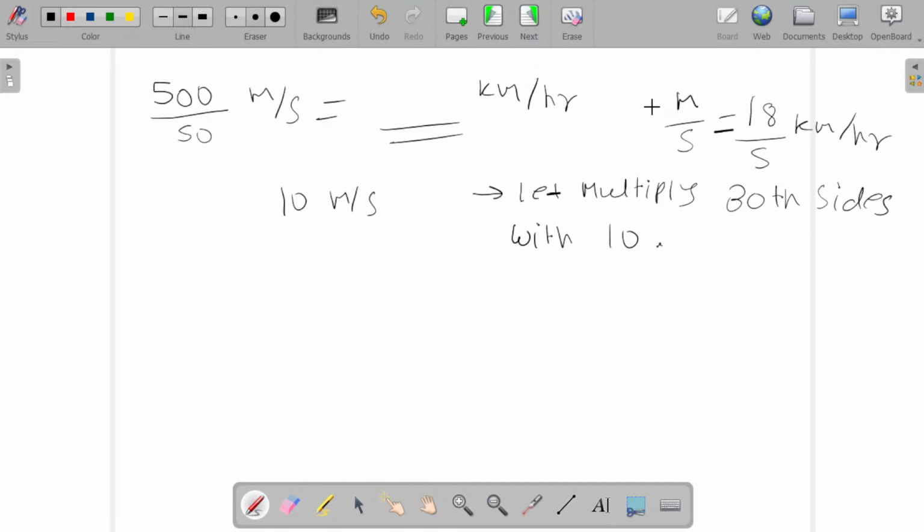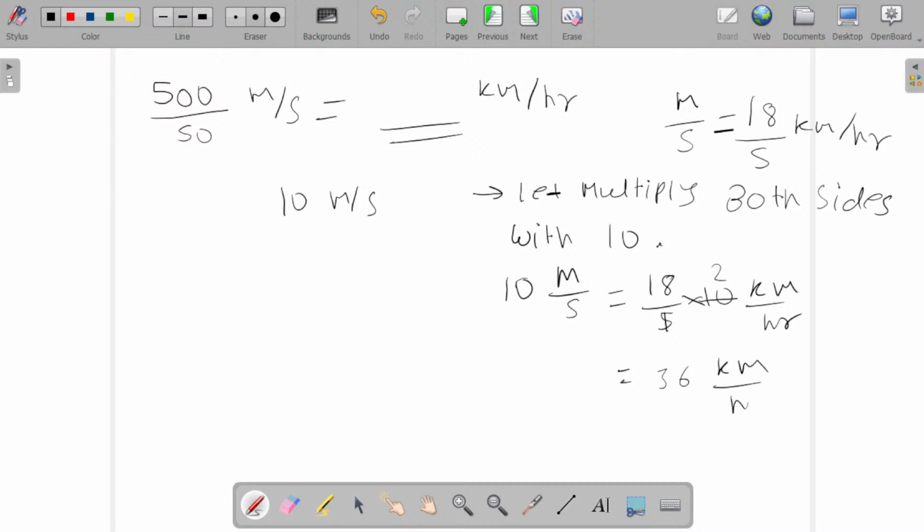So here 10 meter per second equal to 18 by 5 into 10 kilometer per hour. So 5 twos are 10, 18 twos are 36, so it will be 36 kilometer per hour. So this way we solve it. So let's move on to our next question.